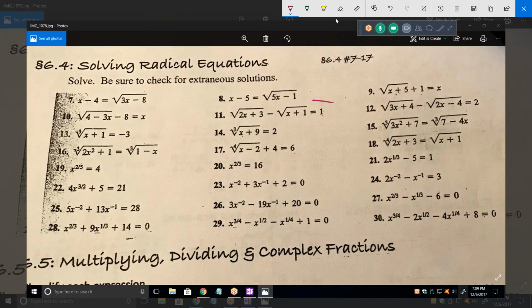So let's go to 11. This is a little different because it's got two radical signs in it. Right. These are tougher. What do you have to do here? There's a certain strategy you have to employ when you have two radical signs. So you would add the root x plus 1 to the other side. Okay.